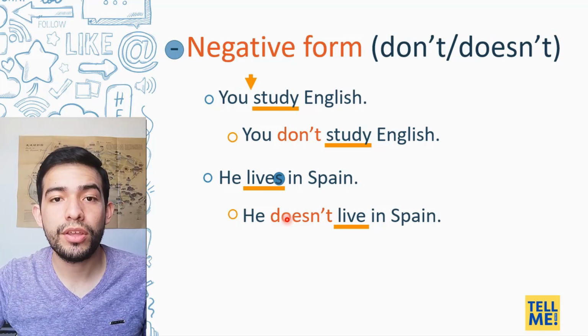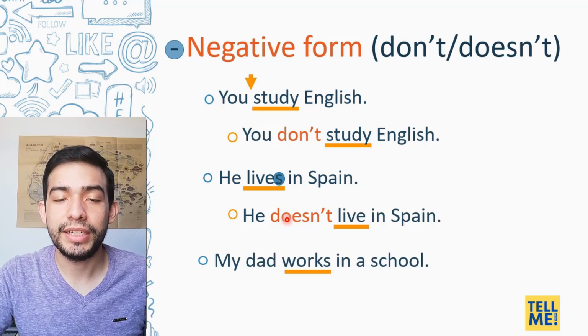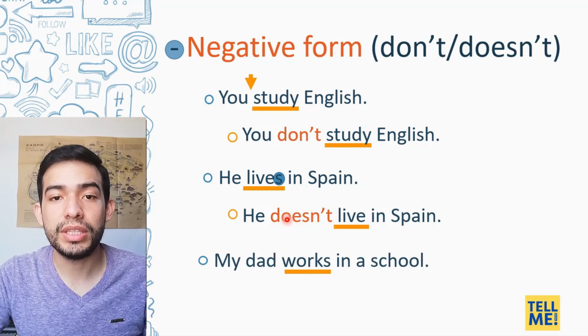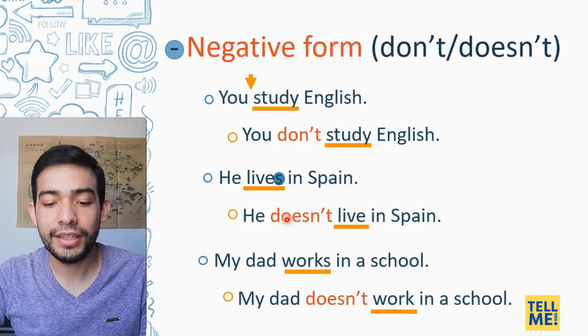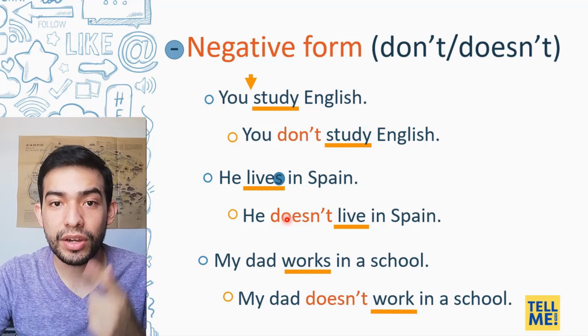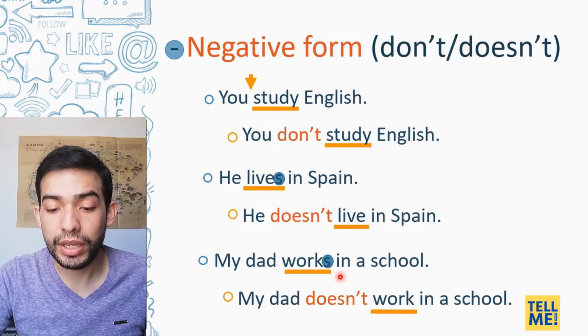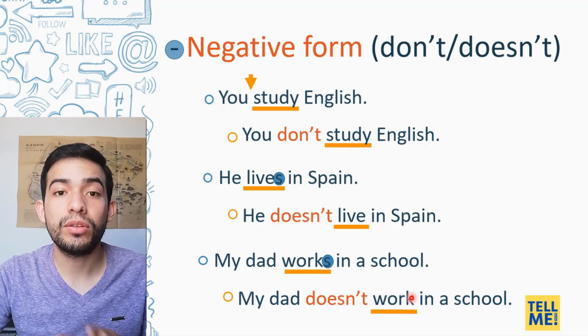Now, I will show you another sentence and I want you to try to do it alone, okay? Here it is. So now, turn it into a negative form. Pause the video. Okay. So the answer is, my dad doesn't work. Again, be careful with the S, okay? We have it here. My dad works, but when we use doesn't, we just write work.